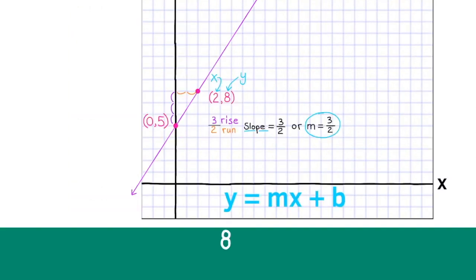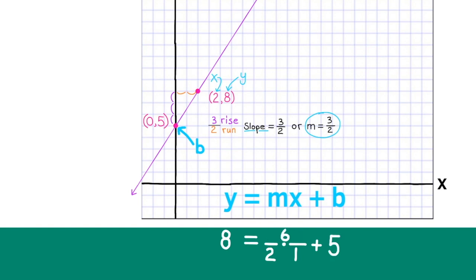Let's go ahead and rewrite this equation. I'll substitute the y with an 8. I bring down the equal sign. Then I substitute the m with 3 over 2, which is the slope. I'll multiply that by the value for x, which is 2, which is the same as 2 over 1. And then I'll add that all to b, which is the y-intercept, or 5.